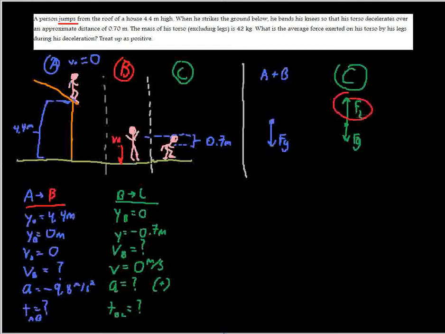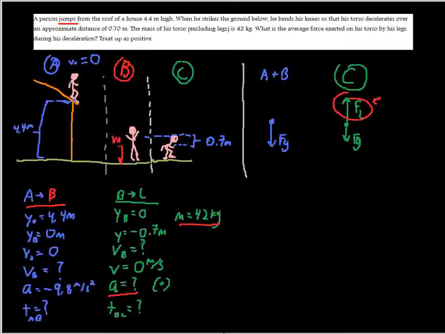Now to get this force, I need a couple of things. I need to know what the mass is, which is 42 kilograms, and I need to know what the acceleration is. So these are my points of interest. If I can get this, and I can get this, then I can solve for this, the force that the legs are exerting on the torso. I already know the mass. That's easy. They give it to me. That means I need to find out what the acceleration is.